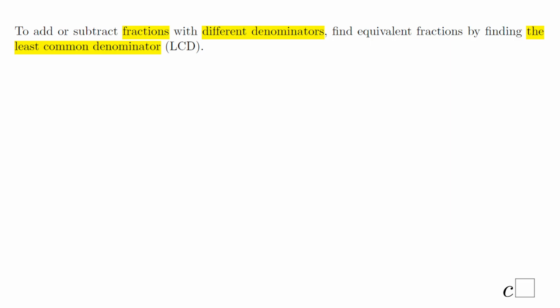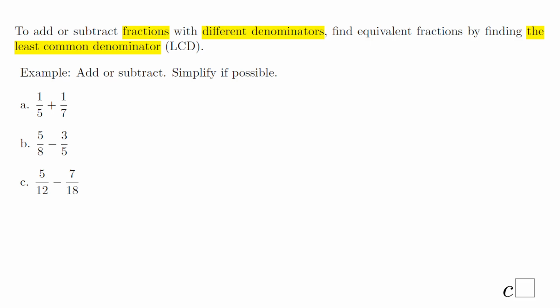My next goal will be to add or subtract fractions with different denominators, and for that reason you have to find the least common denominator or the least common multiple. So let's take a look here. 1 over 5 plus 1 over 7. The first thing you want to do is to find the least common multiple of 5 and 7. Since these have no common factors, then the least common multiple will be 35.